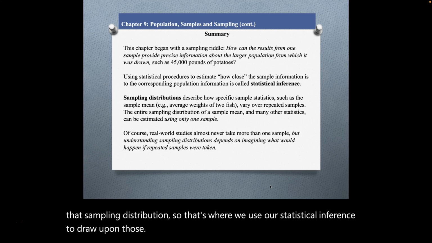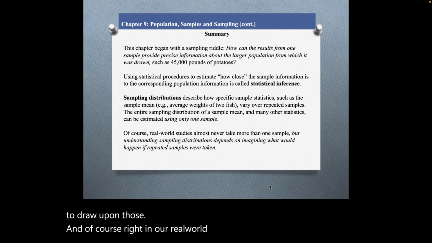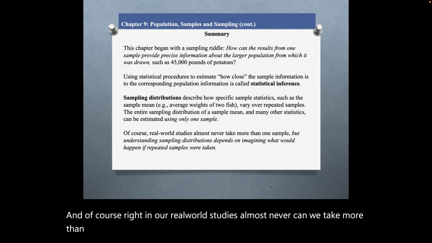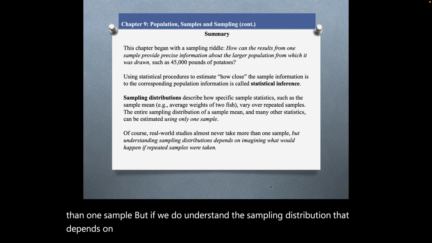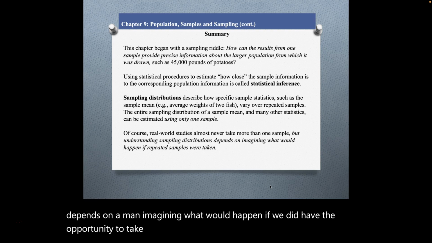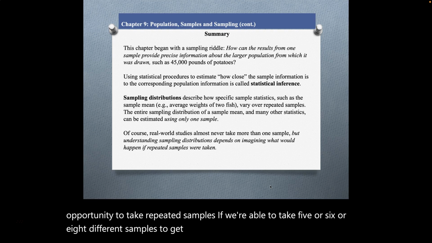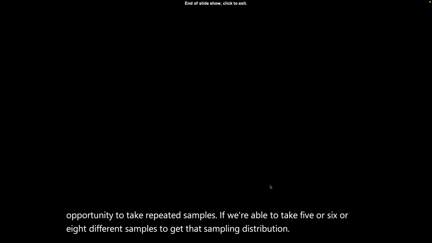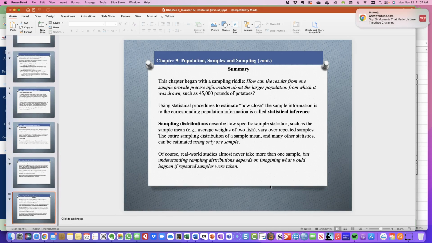And of course, in our real world studies, almost never can we take more than one sample. But if we do understand the sampling distribution, that depends on imagining what would happen if we did have the opportunity to take repeated samples, if we're able to take 5 or 6 or 8 different samples to get that sampling distribution. Great. So that concludes our PowerPoint presentation for Chapter 9, Populations, Sample, and Sampling.